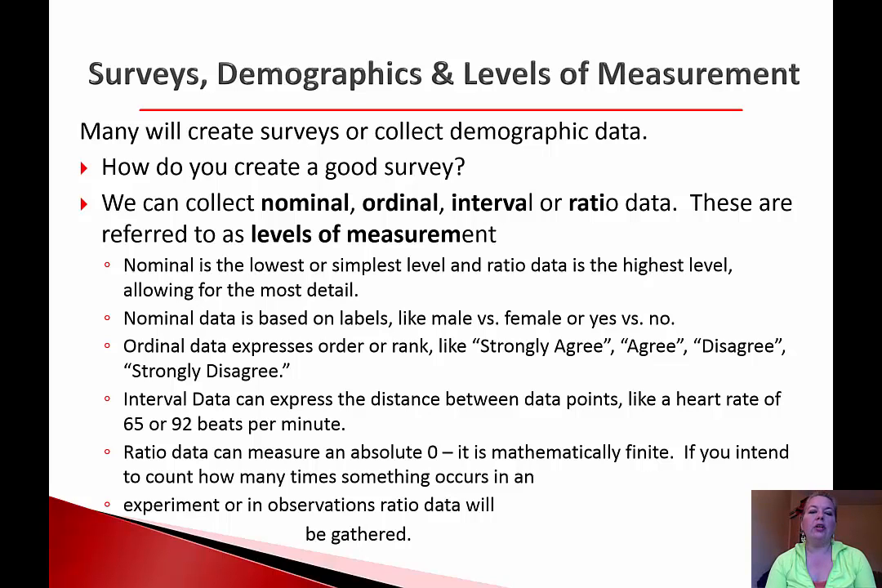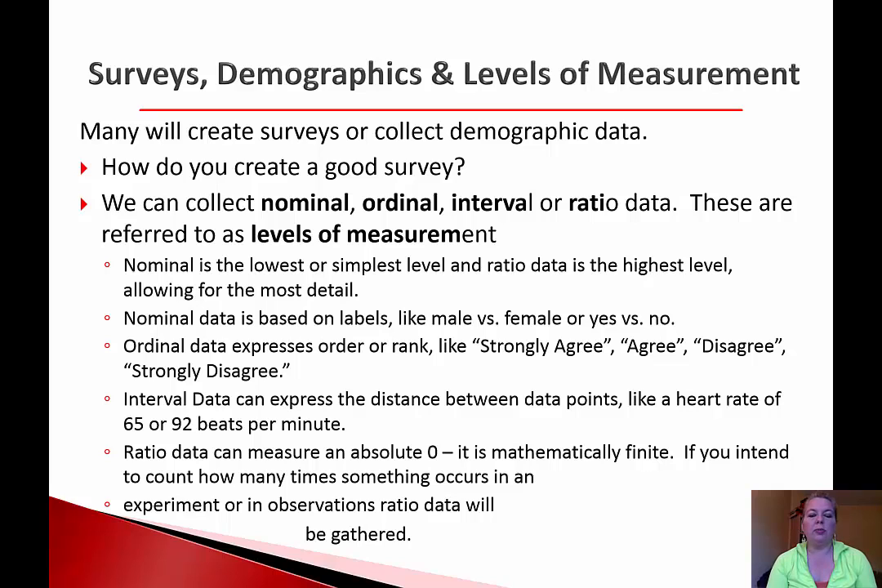How do you create a good survey? Well, we can collect nominal, ordinal, interval, or ratio data. These are referred to as levels of measurement. As you're searching, you may want to search levels of measurement and spend a little bit more time studying what this means. Nominal is the lowest or simple level of data, and ratio is the highest level, allowing for the most detail to be collected.